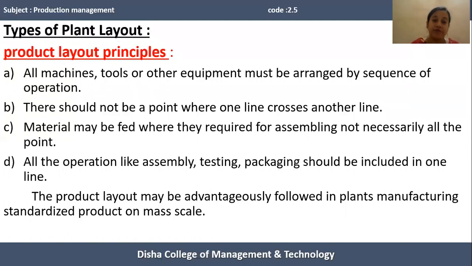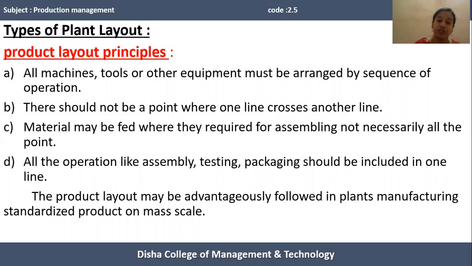Material may be fed where they are required for assembling, not necessarily at all the points. Means product layout suggests that material should be fed into a particular machine whenever it is required. It is not required to feed all the materials into a particular machine.